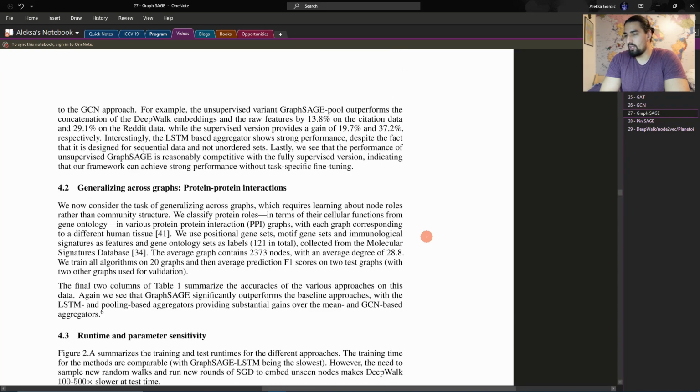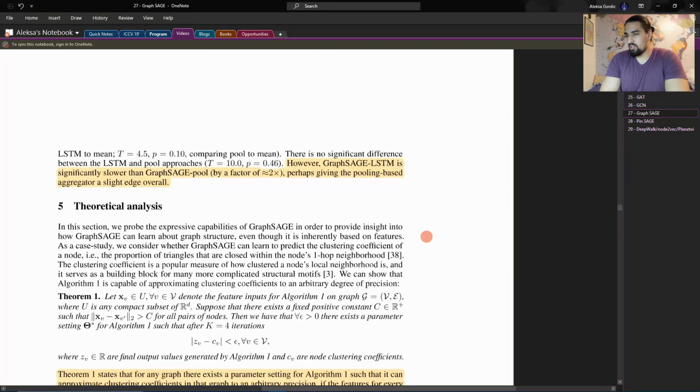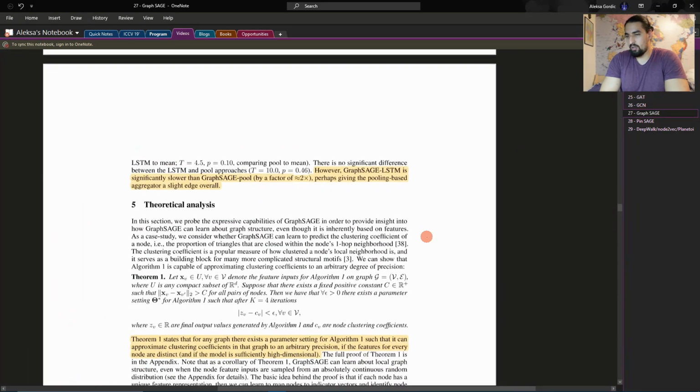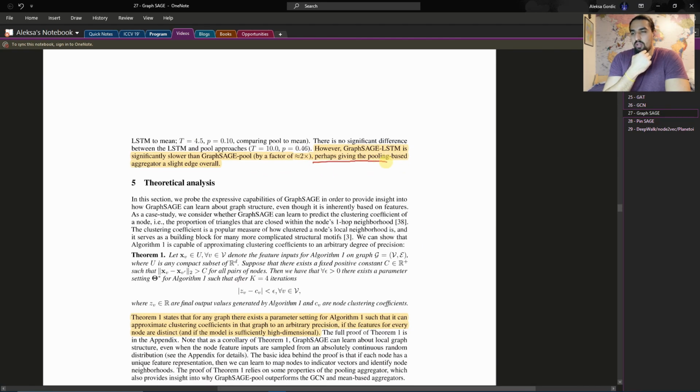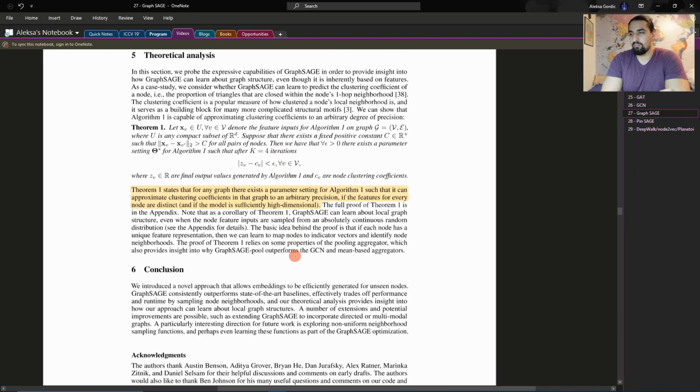Okay, that was pretty much it for this main part of the paper. They mentioned here that GraphSage LSTM is significantly slower than GraphSage Pool, approximately twice, so perhaps giving the pooling based aggregator a slight edge overall.